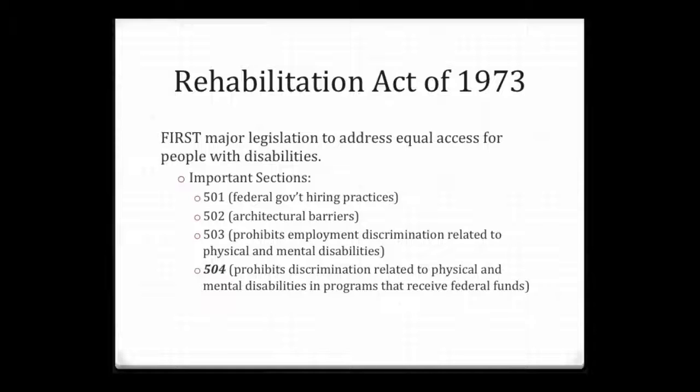Section 501 places specific emphasis on the government's hiring practices, especially the fact that the government cannot prohibit someone from being employed simply because he or she has a disability. And further, Section 501 establishes that affirmative action measures must exist to encourage the hiring and promotion of persons with disabilities. Section 502 established the Architectural and Transportation Barriers Compliance Board, which is responsible for ensuring accessibility of buildings and transit vehicles.